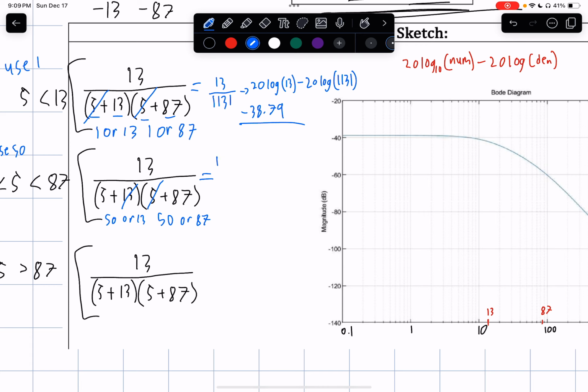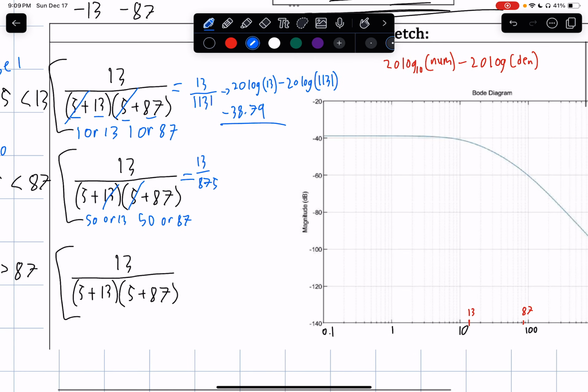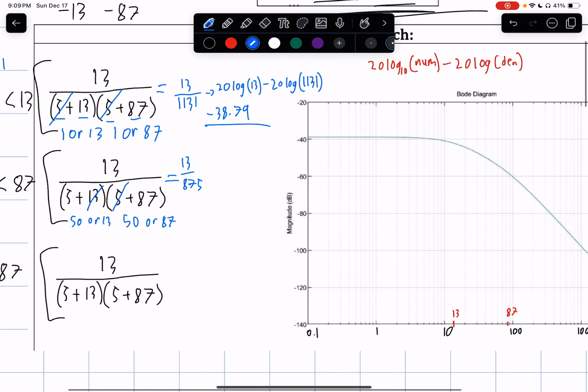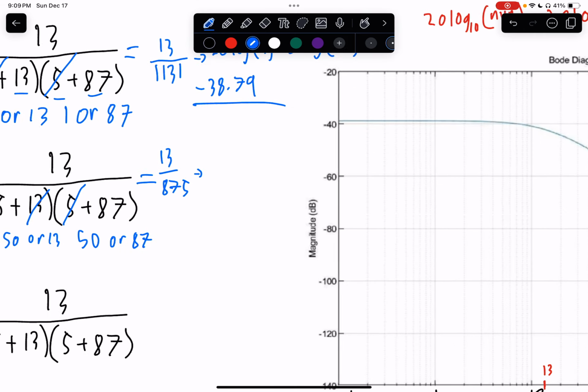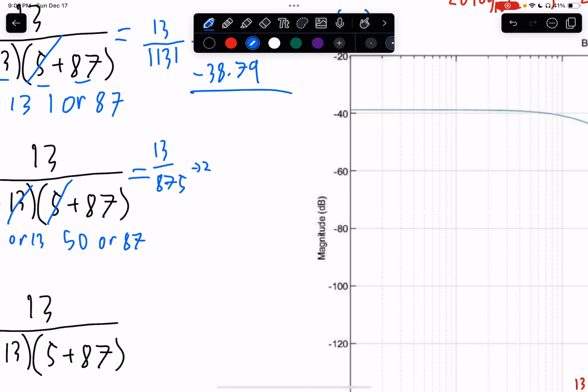So now we have 13 over 87s. For this one, we're going to do the same process. We will use that same equation, except one thing is going to change. So I'm going to write that out.